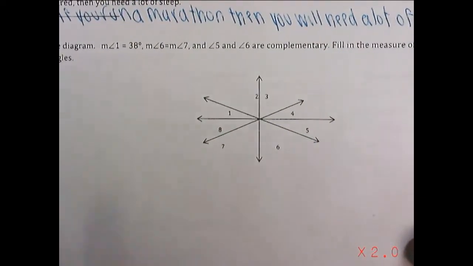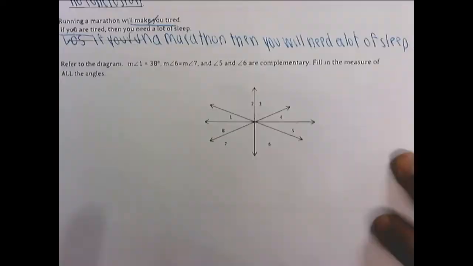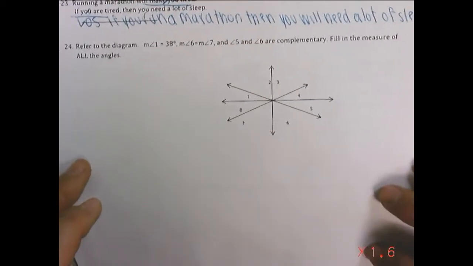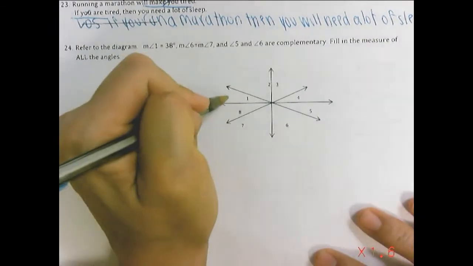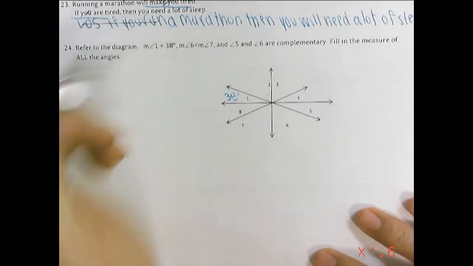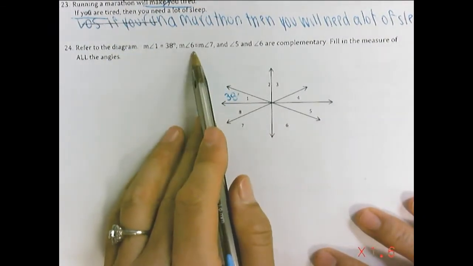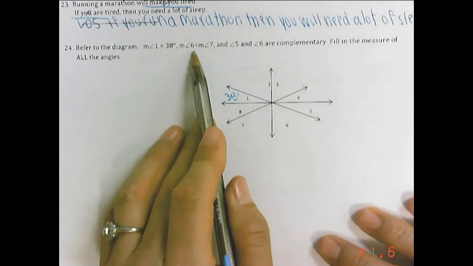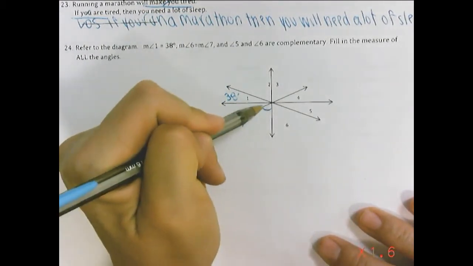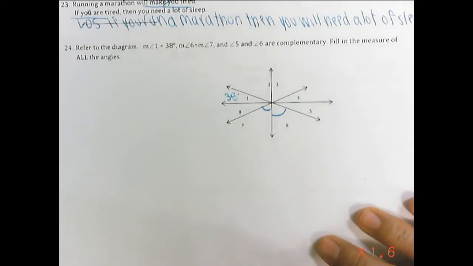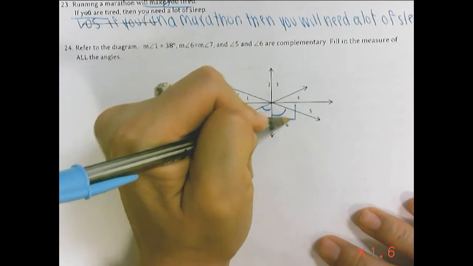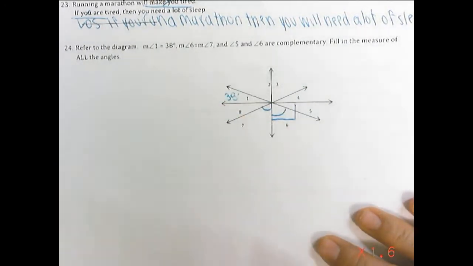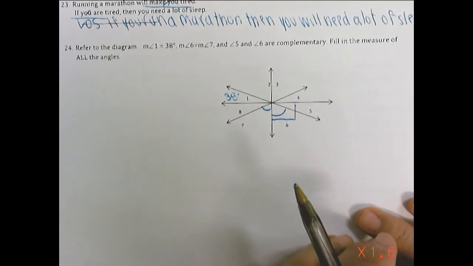All right, I'm going to zoom out here for a sec. And we're going to look here. And we're going to say that angle 1 is 38 degrees. We're going to say that the measure of angle 6 and the measure of angle 7 are equal. So these two are equal to each other. I'm going to go ahead and mark those. And that 5 and 6 together, these two are complementary. 5 and 6 together, they make a right angle.